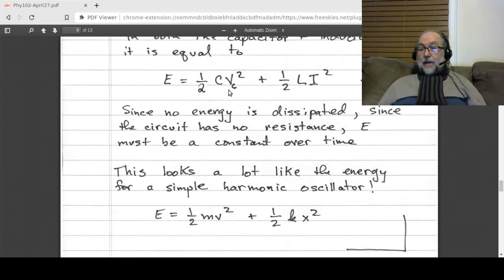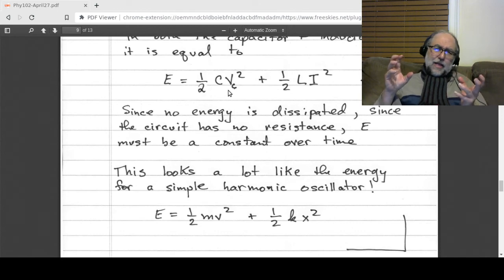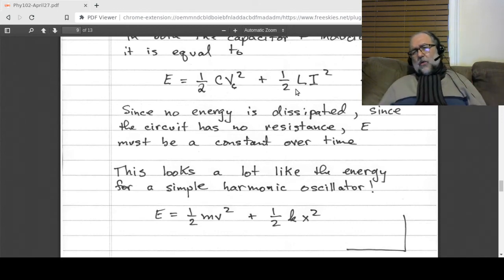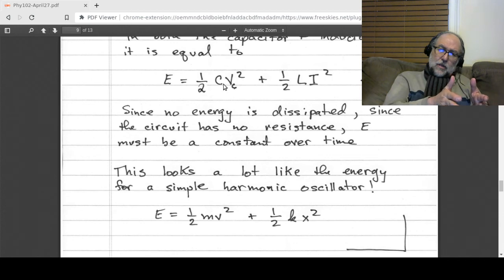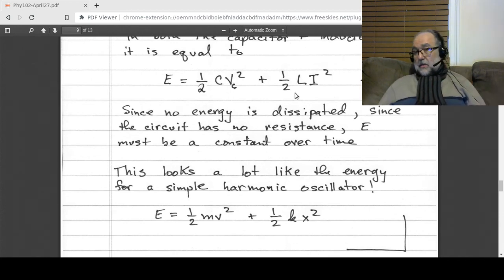The energy oscillates back and forth, but not really between kinetic and potential, unless you want to think of the current as some kind of kinetic energy. I guess you could think of it that way. But it oscillates back and forth between all the energy being in the capacitor and all the energy being in the inductor. And that's what causes the oscillation here.